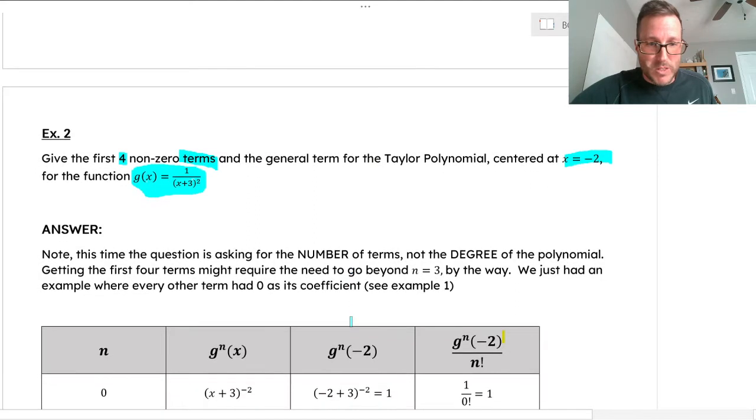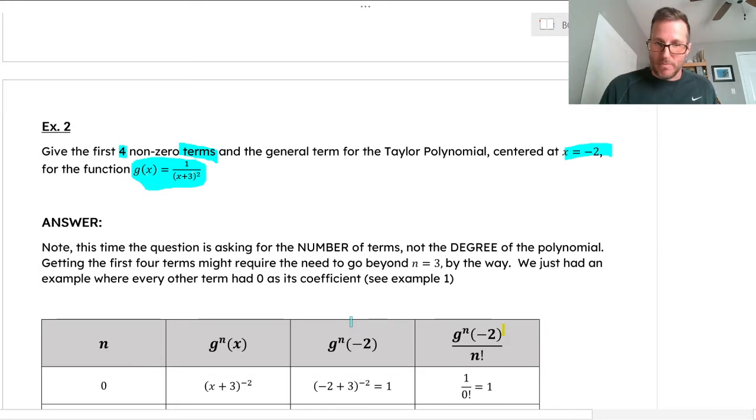So here we go. What we're going to do is build it with a table. So our table again is starting with n. We want the nth derivative of the function. We want the nth derivative at -2, the center, and then we want to divide that by n factorial. Remember what we're doing? We're building the coefficients. That's all we're doing.